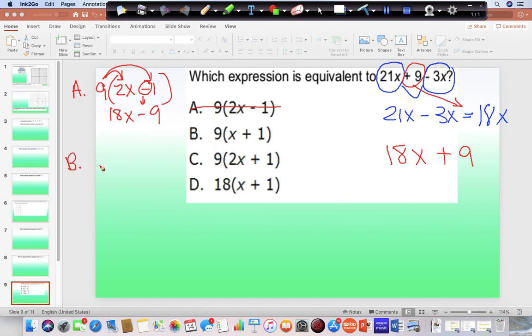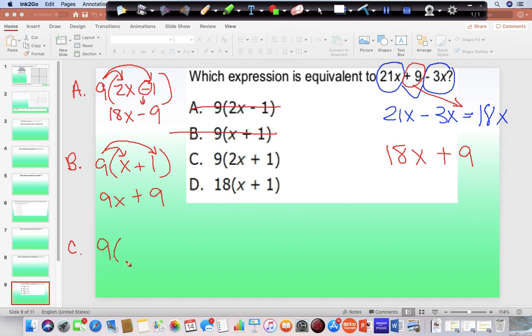B says 9 times x plus 1. 9 times x is 9x, and 9 times 1 is 9. We want to bring down our plus sign. 9x plus 9 is not the same as 18x plus 9.